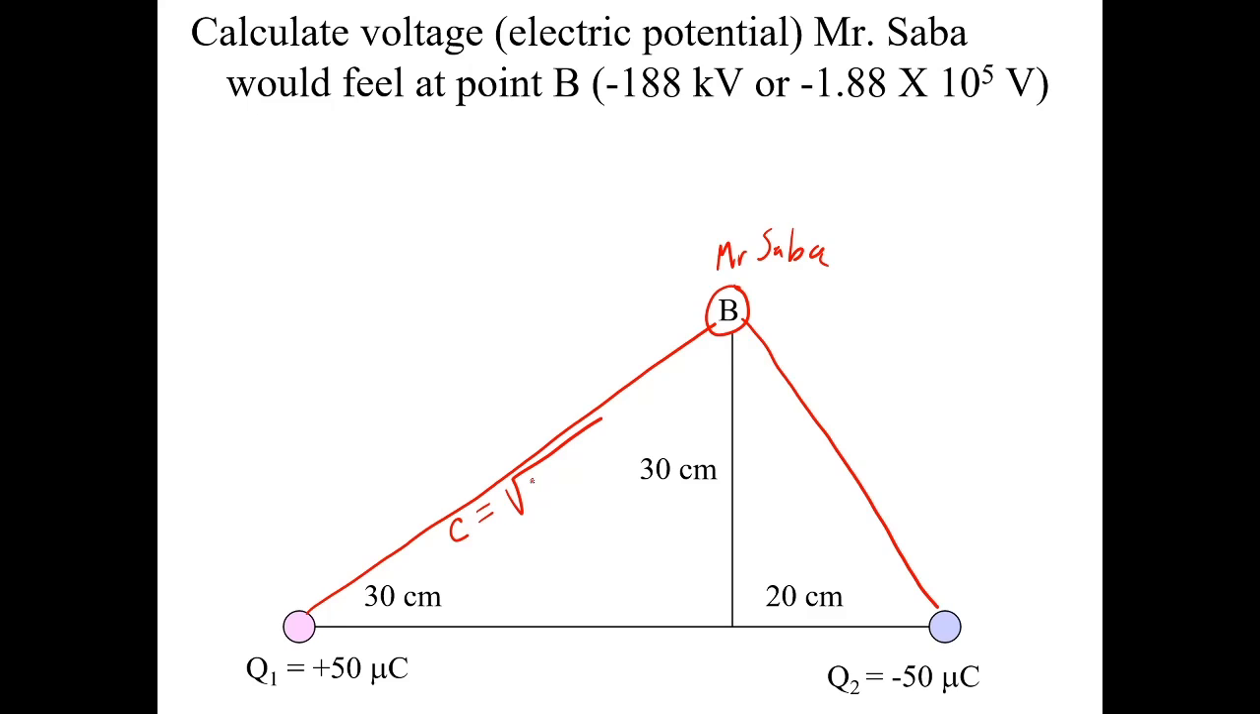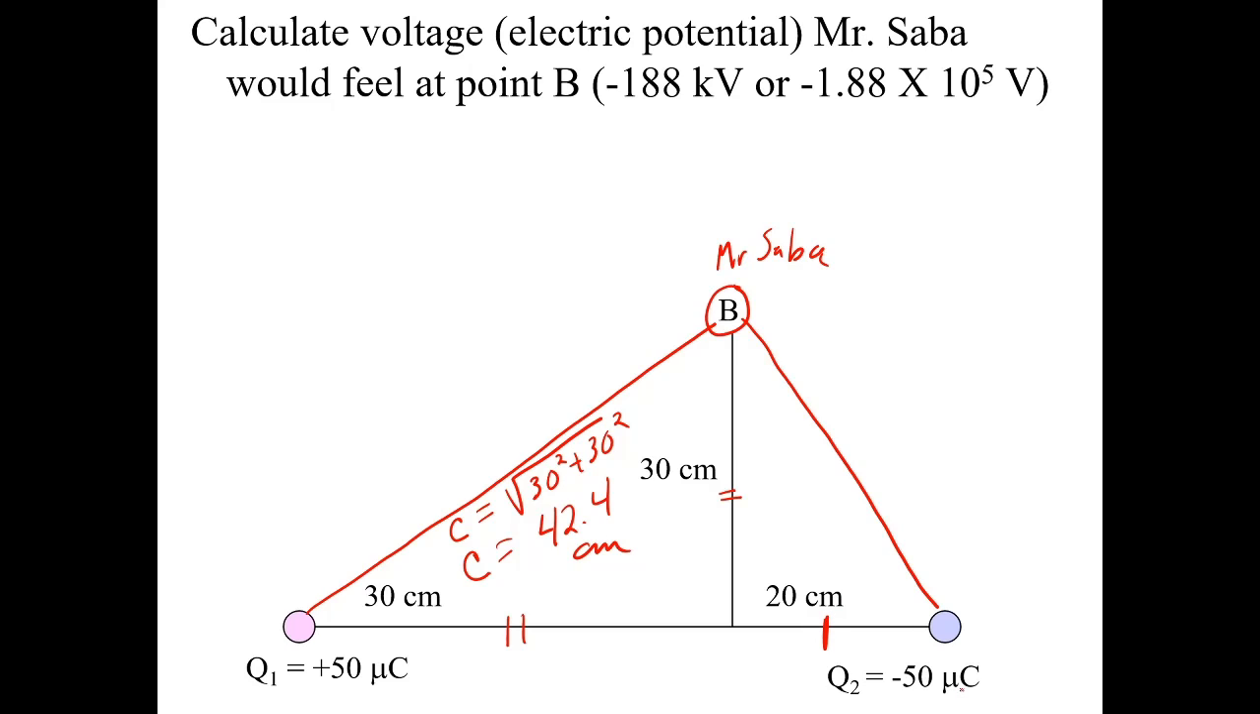But we have enough information to find the distance. We know the legs of the triangle. It turns out this is 30 centimeters and that's 30 centimeters. They're equal. So it's an isosceles triangle. And to get the distance, it's just a hypotenuse using Pythagorean theorem. So 30 squared plus 30 squared. Don't forget to take a square root. This is 42.4 centimeters. And that makes sense.